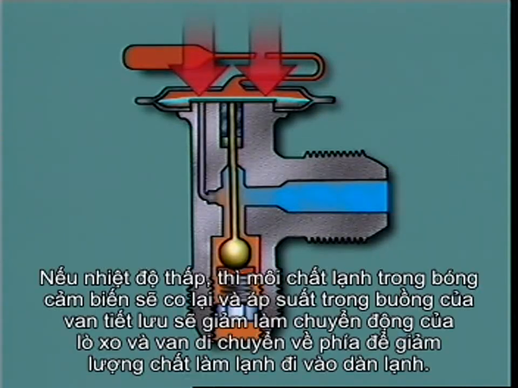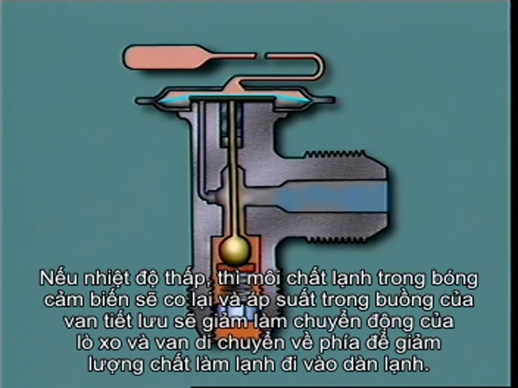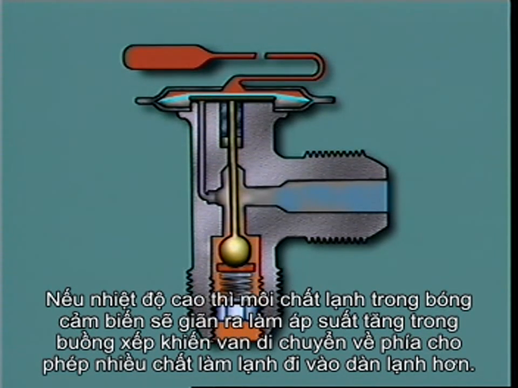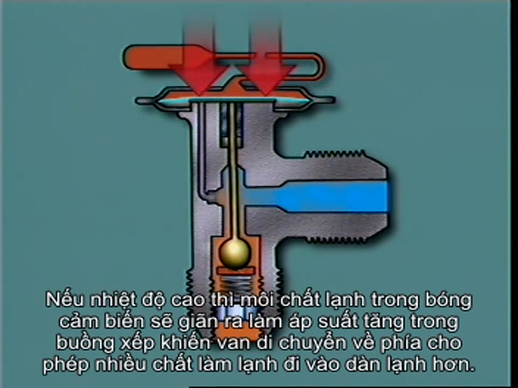If the temperature is low, the refrigerant in the sensing bulb will contract, and pressure in chamber A of the TX valve will reduce. The diaphragm moves, and the valve moves towards the valve seat to reduce the quantity of refrigerant entering the evaporator. If the temperature is high, the refrigerant in the sensing bulb expands and exerts more pressure in chamber A, causing the valve to move away from its seat and allowing more refrigerant to enter the evaporator.